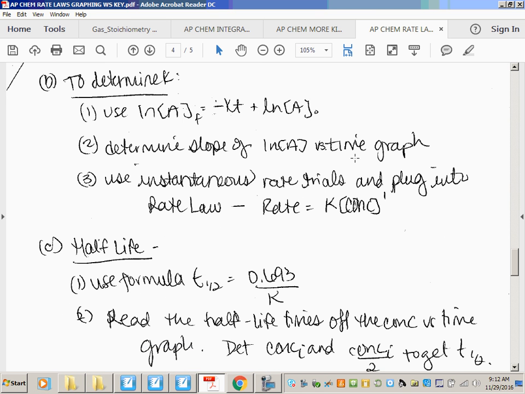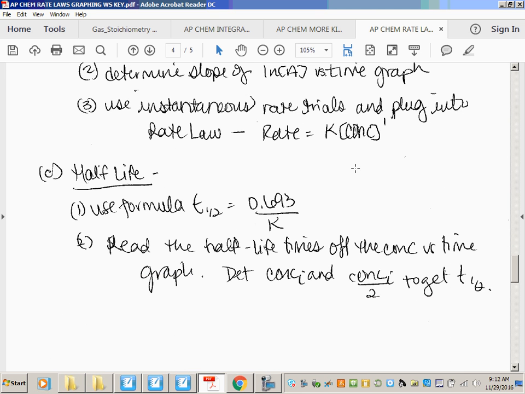For half-life, two different methods. We kind of just went through this, but you could use the formula itself, plug in the rate constant, find the time, or you could pull it from a graph, looking at the time it takes to get to half the concentration. So it would have to be a concentration versus time graph. You have to be very specific with the axes that you're speaking of when you explain these.